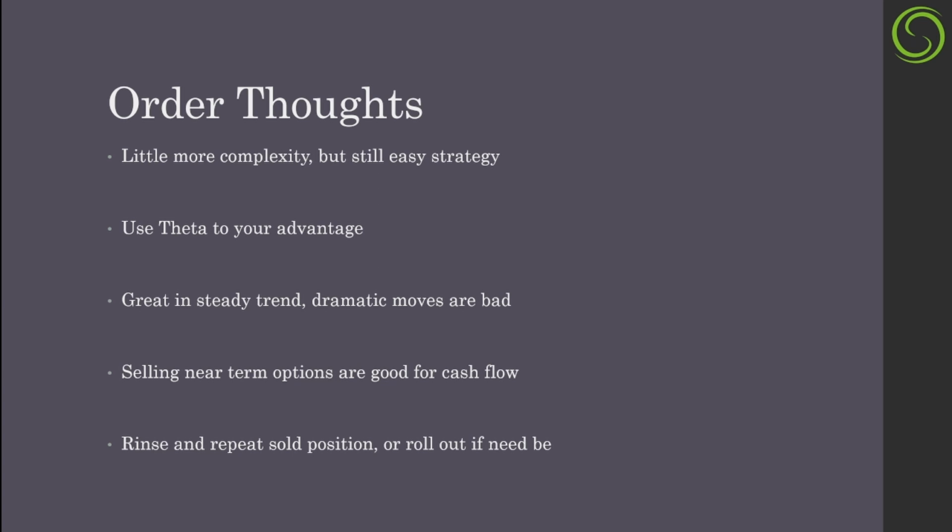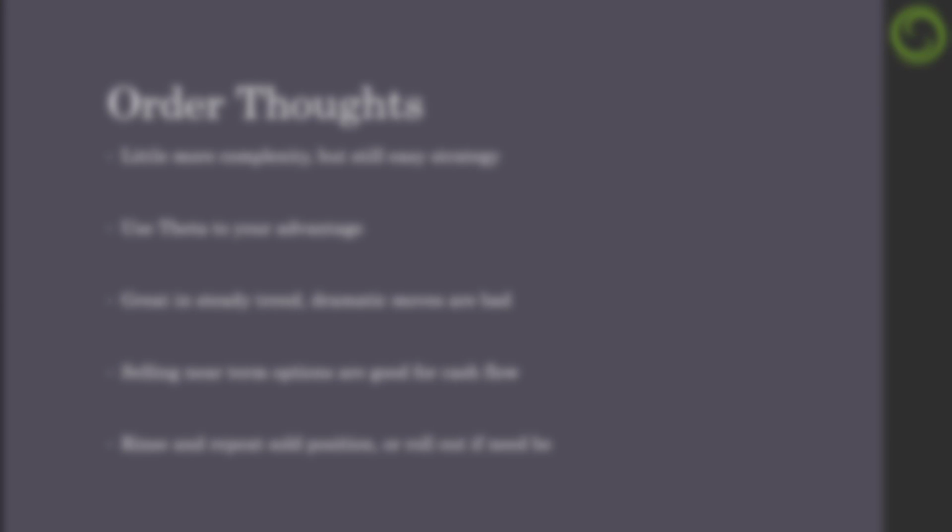Some of my thoughts on this calendar order: it's a little bit more complex to set up because you're having to deal with two different expiration dates, but it's still a pretty easy strategy, and it's actually a great strategy to generate that cash flow. That's what we're looking for, and how we're going to generate that cash flow is by using Theta to our advantage. By selling that near-term option, it will have more Theta decay than the longer-term option that we bought. So real quick, an example.